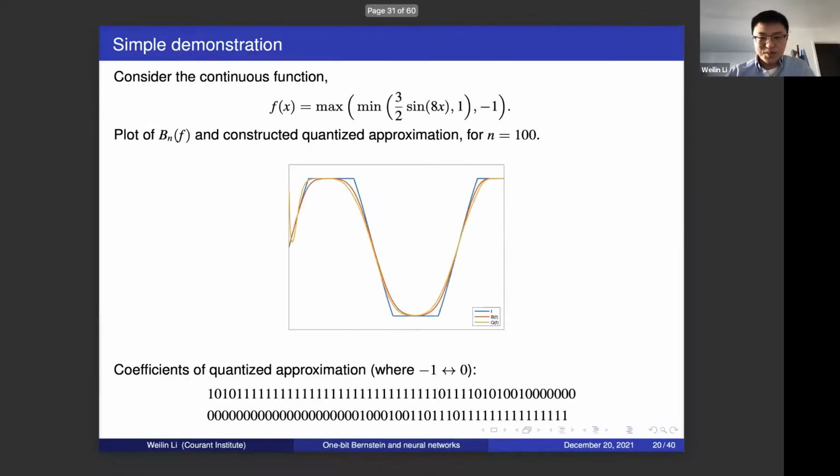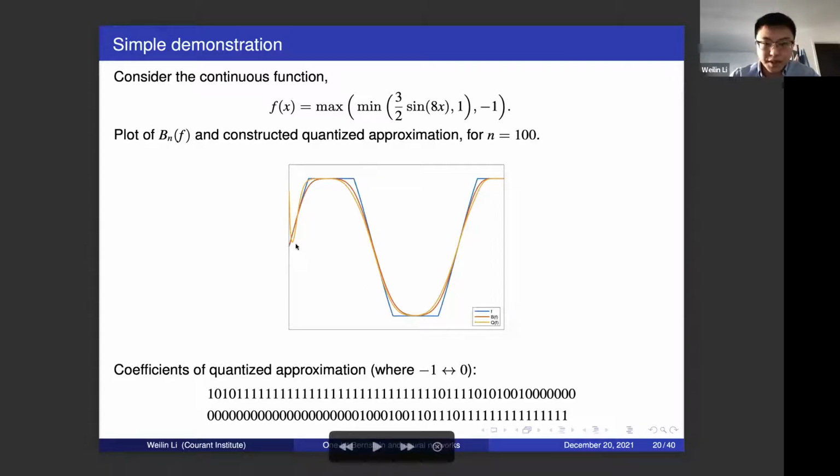Okay, so just to show you that I'm not entirely crazy, we actually implemented this. Like I said, the sigma delta algorithm is constructive. So if we look at this function here, it's essentially a sinusoid, but truncated so it's between -1 and 1. And in this plot, we have our usual Bernstein polynomial of f, as well as the plus and minus 1 linear combination that is constructed in the theorem.